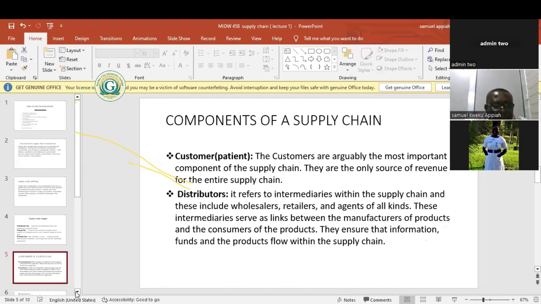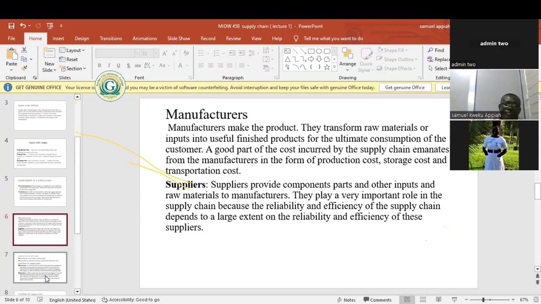And the next component, or the next element, is the manufacturer. So the manufacturer's job is to transform raw materials into useful finished products for the ultimate consumption of the customer. And so they do, and it is said that within the chain, the greater part of the cost incurred within the supply chain emanates from the manufacturers in the form of production cost, storage cost, and transportation cost.